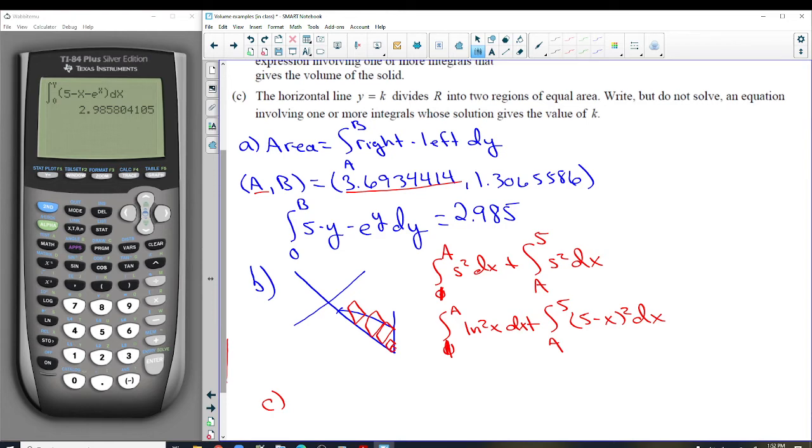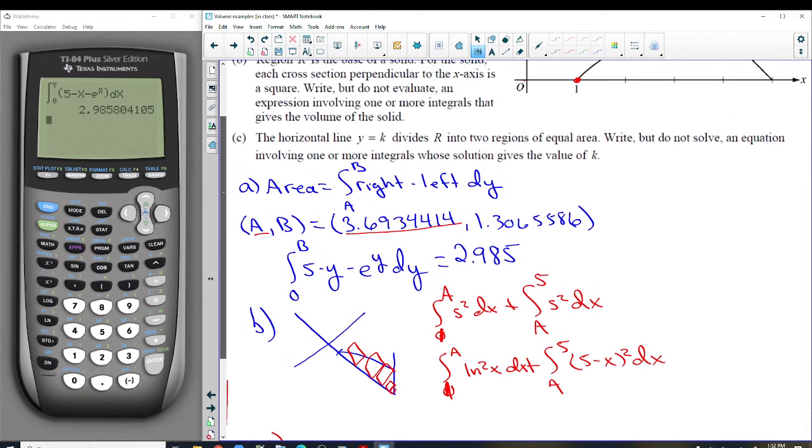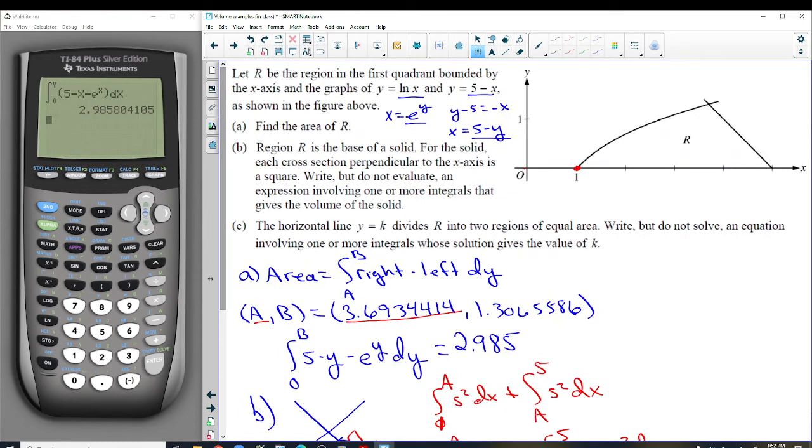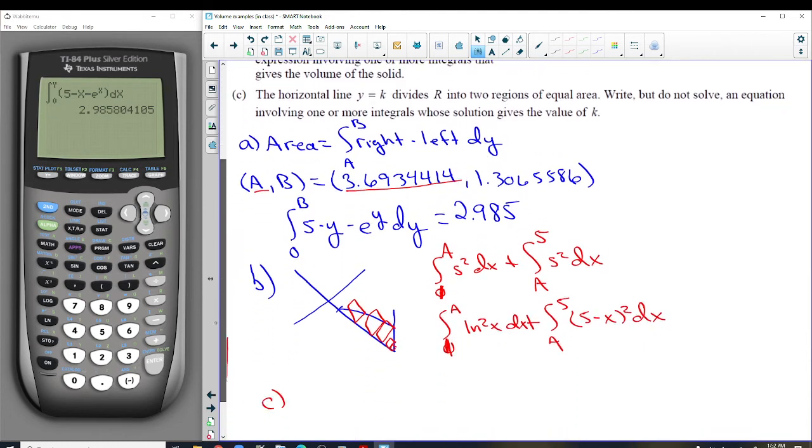Okay, back to C. Yeah, students make this really tough. But they're saying that there's this horizontal line that cuts this in half. And it's not necessarily a half, and it probably isn't a half. It isn't that easy. But there's some line here, k, that cuts the area in half, and we want an equation that would solve for this.